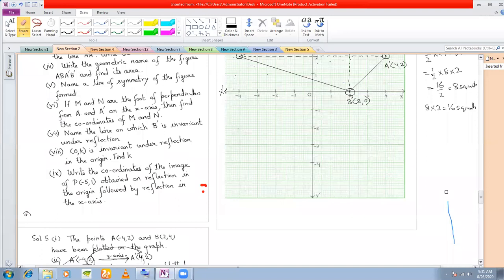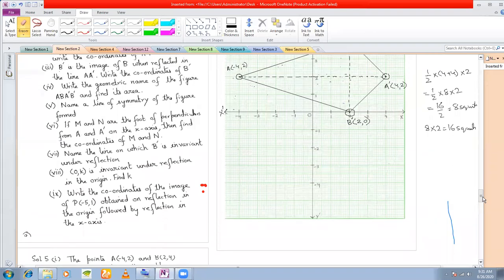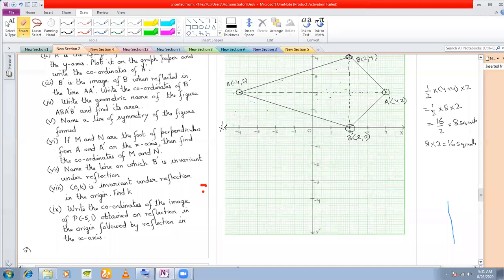Question 6: if M and N are the feet of perpendiculars from A and A dash on the x-axis, then find the coordinates of M and N. Remember this: feet of perpendiculars from A and A dash on the x-axis. Which one is the foot of the perpendicular from A? You draw a perpendicular from A.